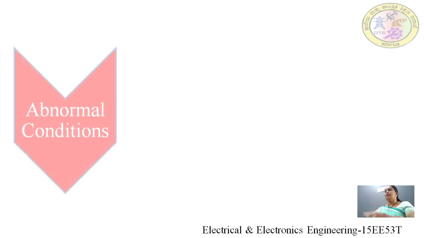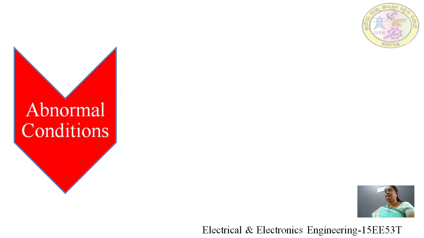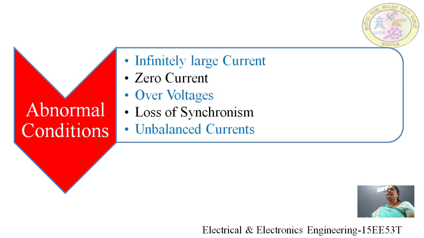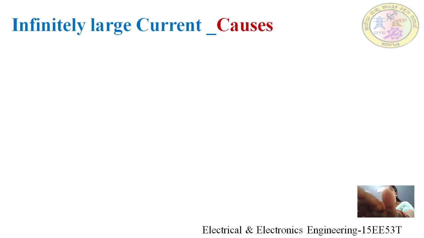Next we will see what are the abnormal conditions which are classified as faults. One is infinitely large current, and another one is zero current, and over voltages, loss of synchronism, and unbalanced current. Let us see one by one what are those and what are the conditions at which it occurs. First one, infinitely large current.